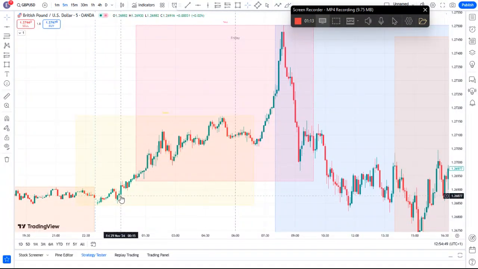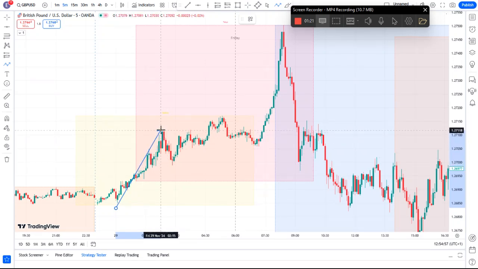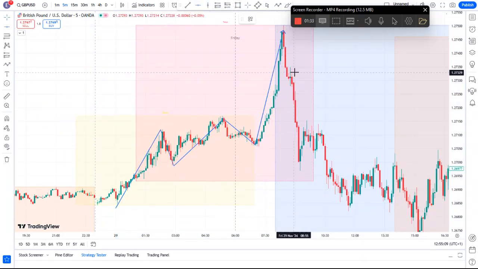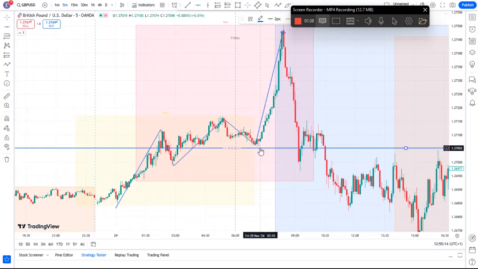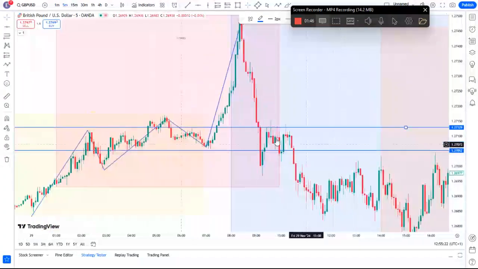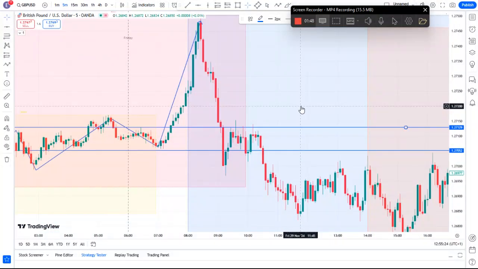From my chart, you can see that the market has been going up because we have higher highs, higher low, higher high, higher low, then higher highs again. Now, this is the open of the London session right here. And before the London session opened, this was the recent low and that was the recent high.